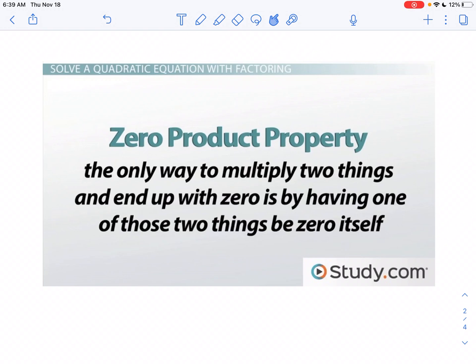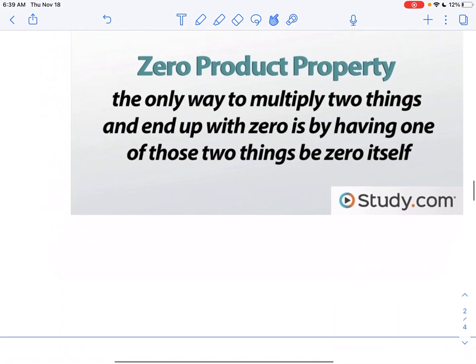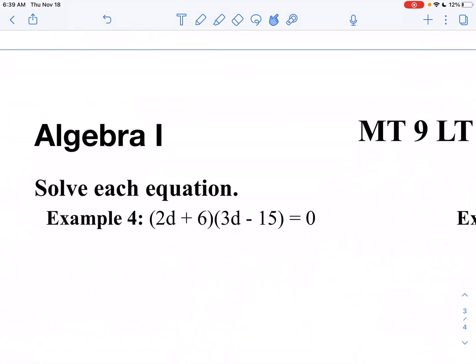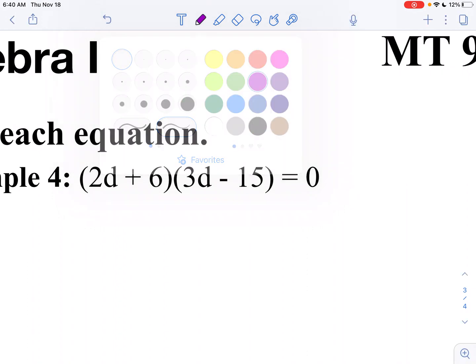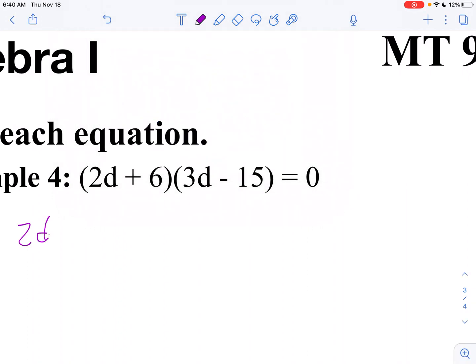The zero product property says the only way to multiply two things and end up with 0 is to have one of those things be 0 itself. So when I multiply these two parentheses, and notice they equal 0, that tells me each parenthesis is going to be 0. In other words, I'm going to say 2d plus 6 equals 0, or 3d minus 15 equals 0.